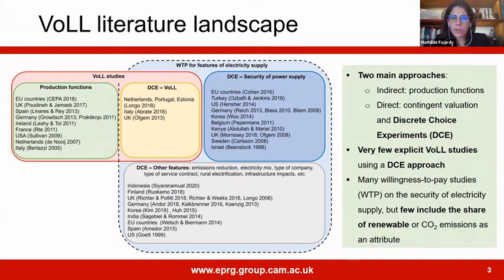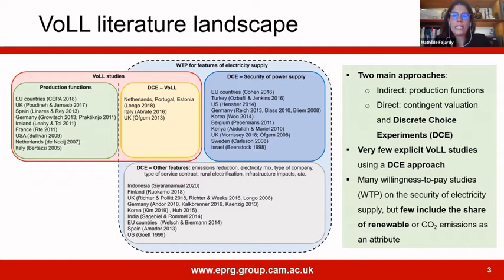As you see in this very small yellow frame, there are actually very few explicit VOLL studies based on discrete choice experiments, and none for the UK since 2013. There is, however, a wider category of studies, which we call willingness to pay studies, which use discrete choice experiments to elicit willingness to pay to avoid, and or to accept compensation for, electricity supply interruptions. That's the blue frame here. But few of these studies include the share of renewables in the grid or the emissions reduction potential as a feature.